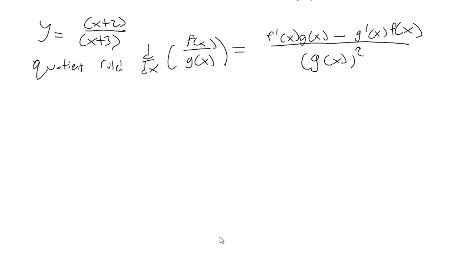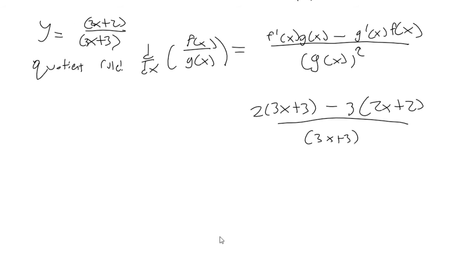And so applying this to our function here, actually we'll make it a little more complex so you can see things happening. 2x plus 2 over 3x plus 3. How about that? So the derivative of the top is going to be 2 times the bottom, 3x plus 3, minus the derivative of the bottom, which is 3, times the top, 2x plus 2, all over the bottom squared, which is 3x plus 3 squared. And so we can simplify all this out. That's basic algebra. You know how to do this.